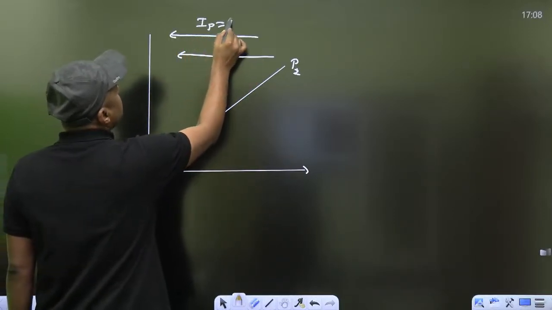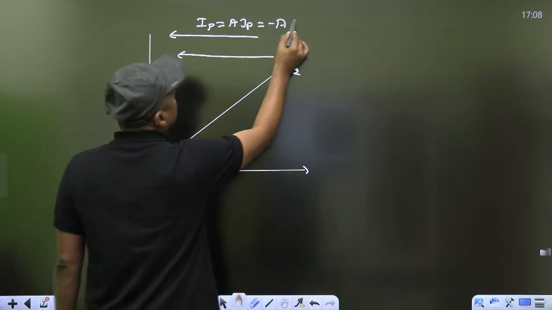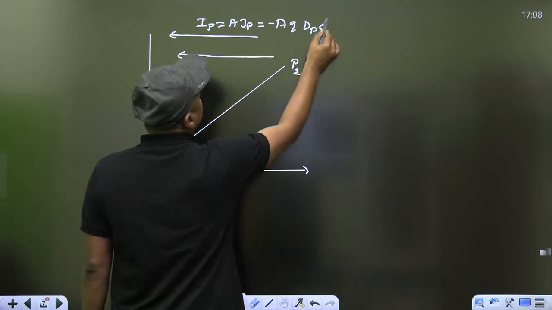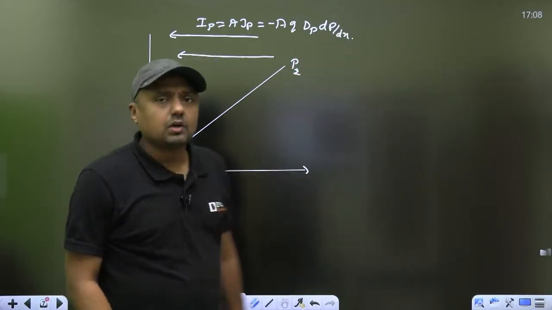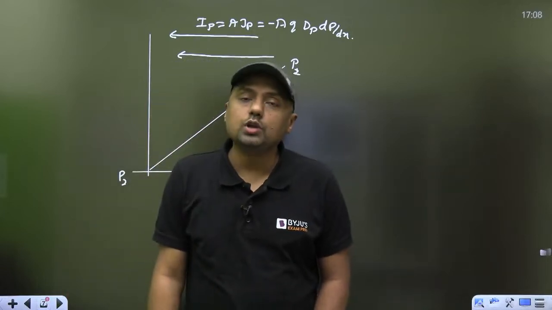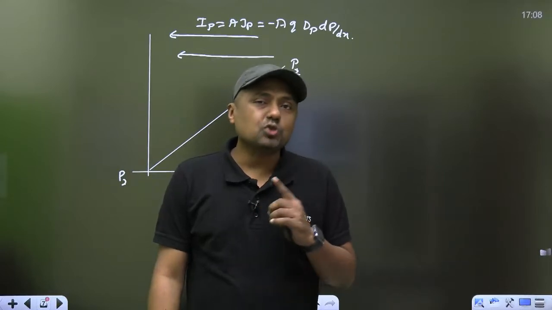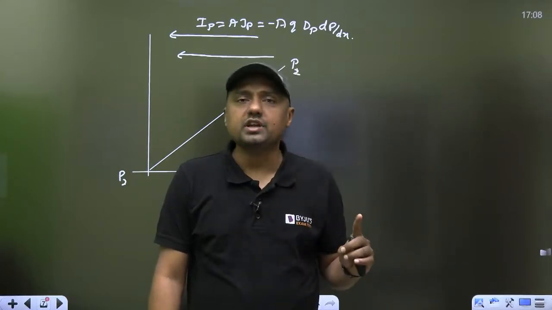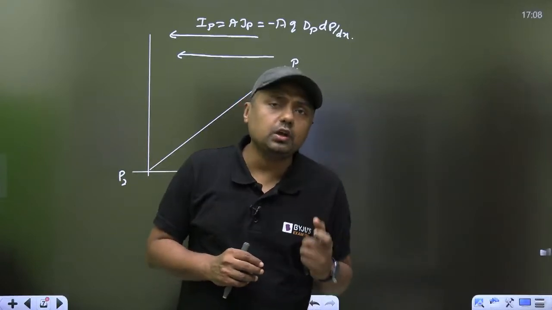That is I_P, or J_P, and this is given by q D_p dp/dx. This is called diffusion current. Now, in an open circuit bar, what should be the current? Zero. To counter it, there should be drift current, and it should be in the opposite direction so that the total current will be 0. And that's why an electric field will develop.